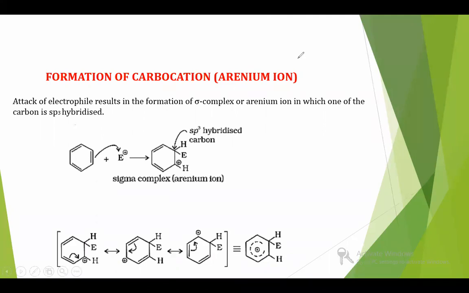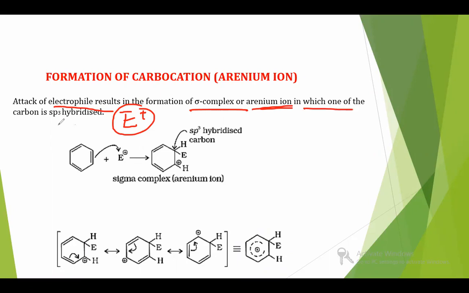C6H5 plus. So how does it form? By attack of an electrophile. In the first step, the electrophile is formed, and it attacks, leading to the formation of the sigma complex. The electrophile E attacks, forming the sigma complex, or arenium ion, which carries a positive charge.